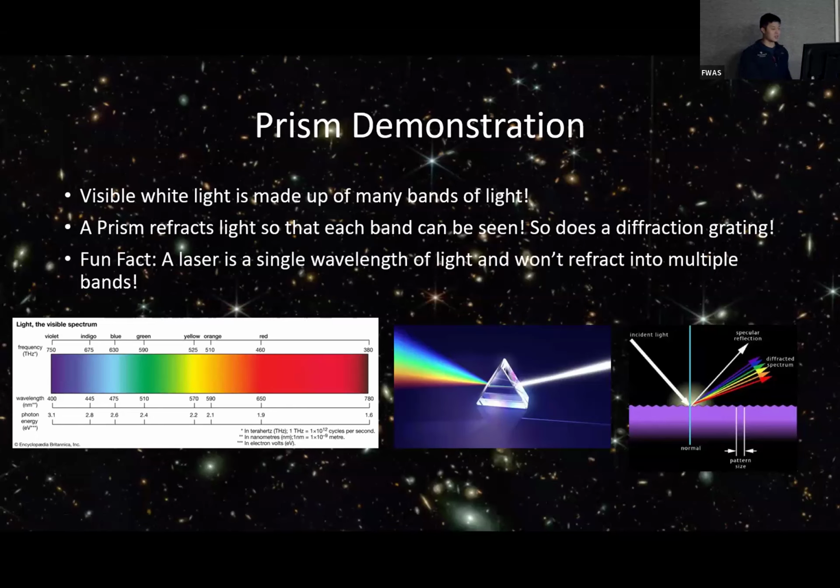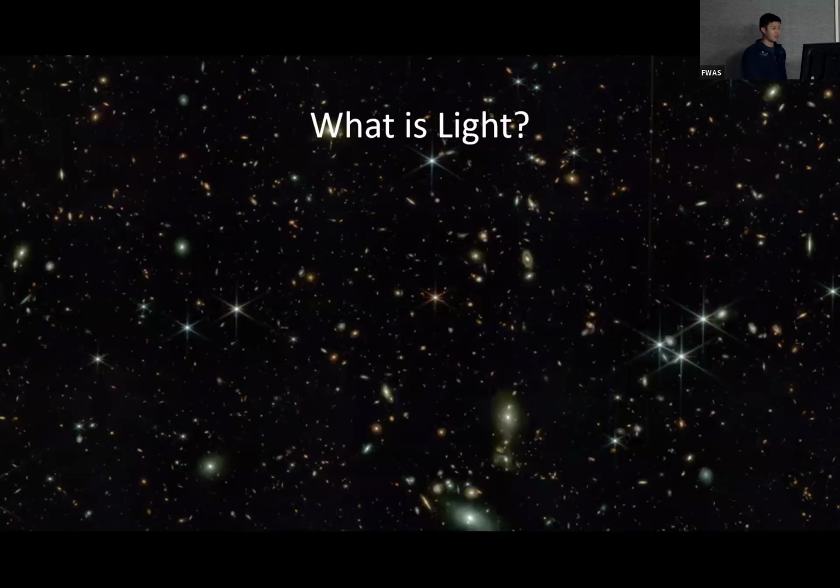Also, if you shine a laser into a prism or a diffraction grating, whatever the color of the laser is, that's the color you're going to see. That's because it's not white light, it is a coherent, mostly single-wavelength source of light. All right, so continuing, what is light?